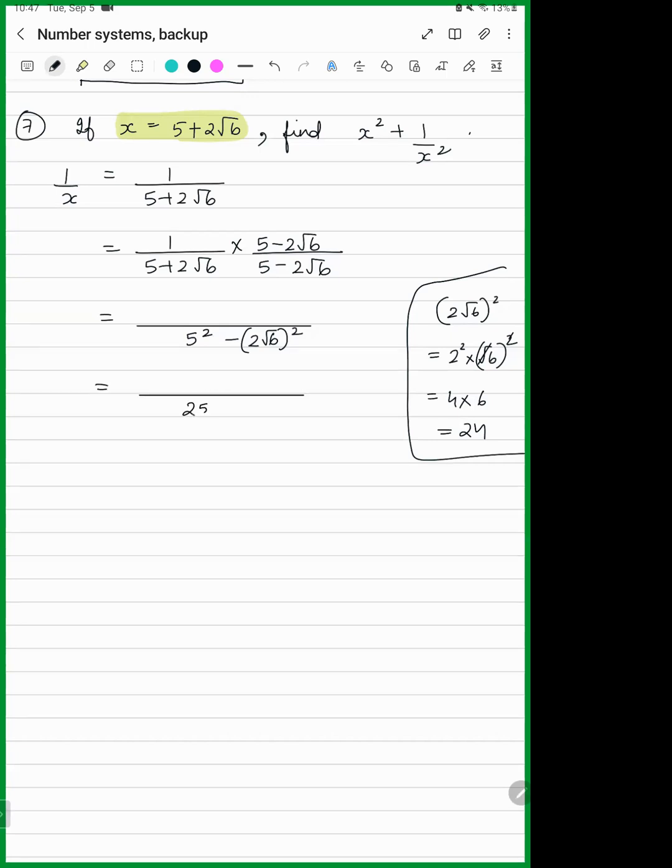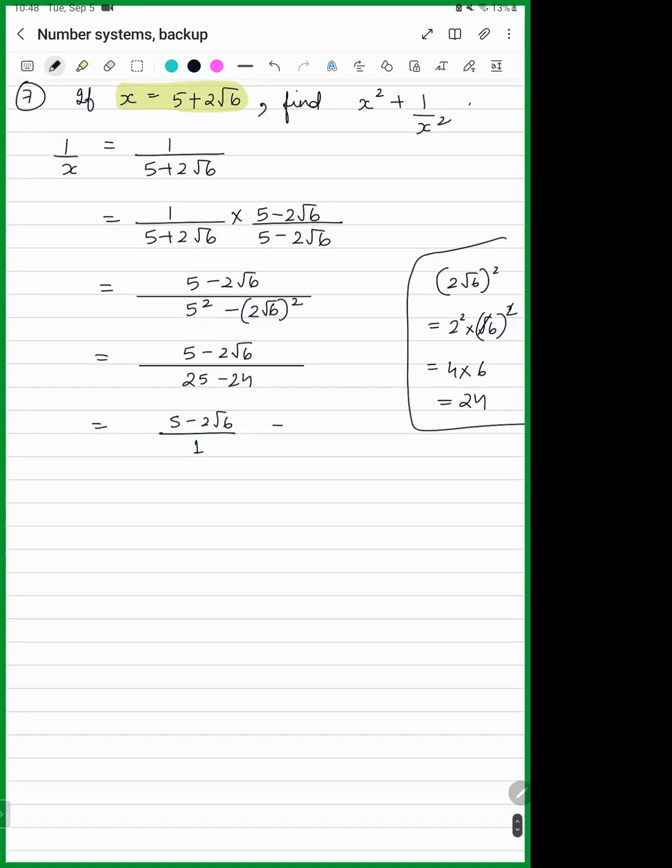But right now, what is the numerator going to be? Numerator, it will be 5 minus 2 root 6. Very good. And so finally, this will be 5 minus 2 root 6 by 1. Oh, sorry, 25 minus 24, that is 1, so it is basically 5 minus 2 root 6.